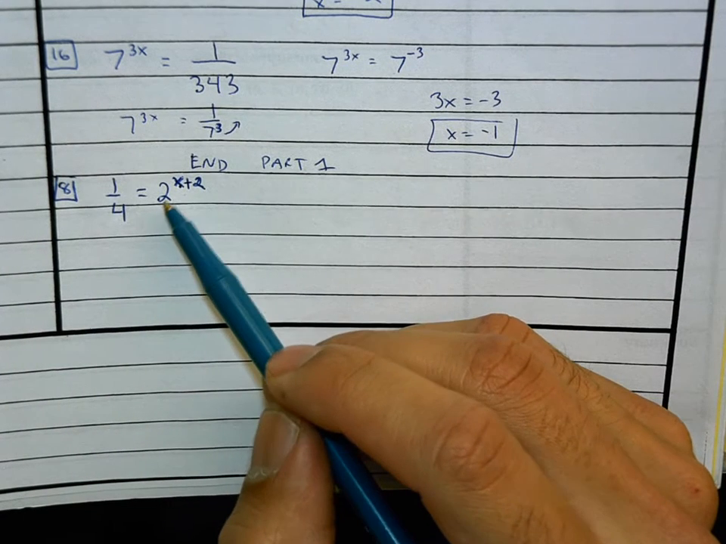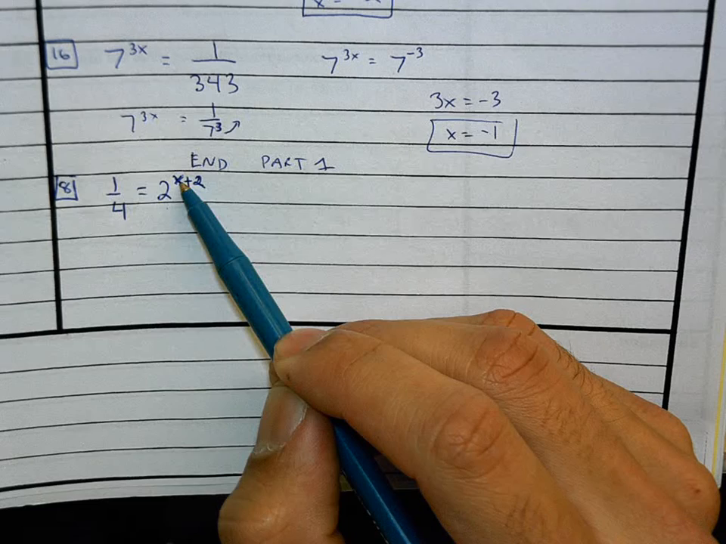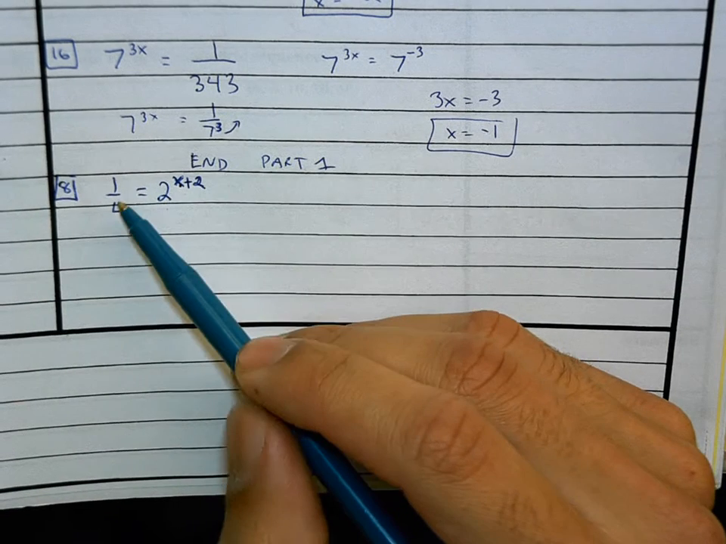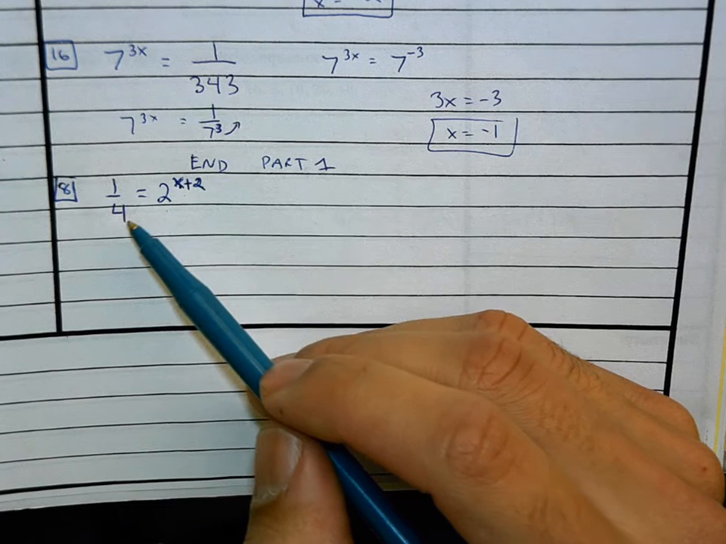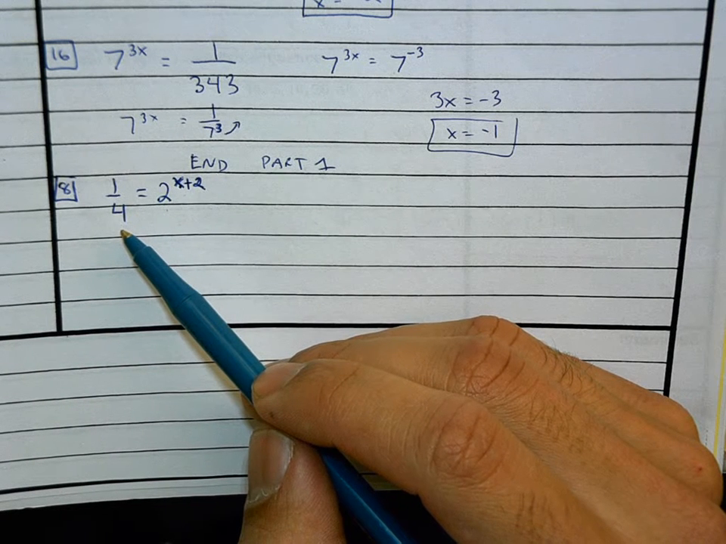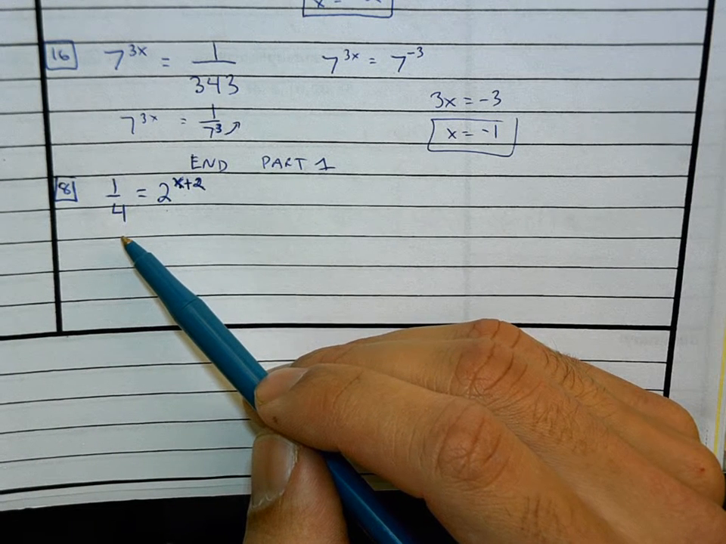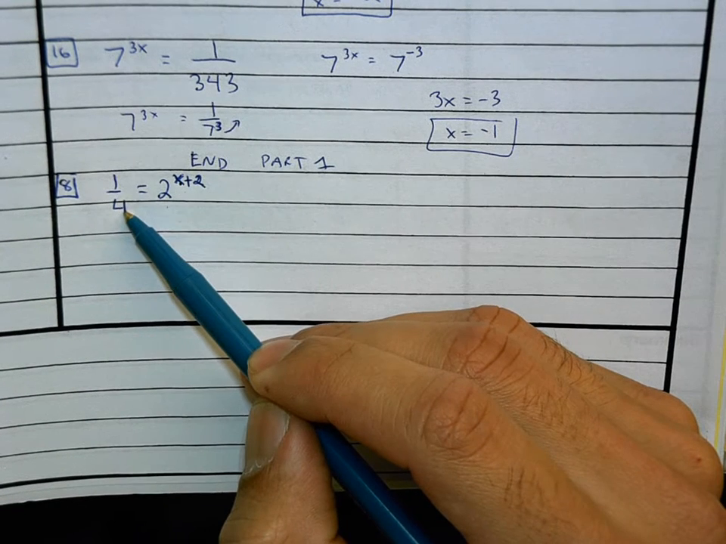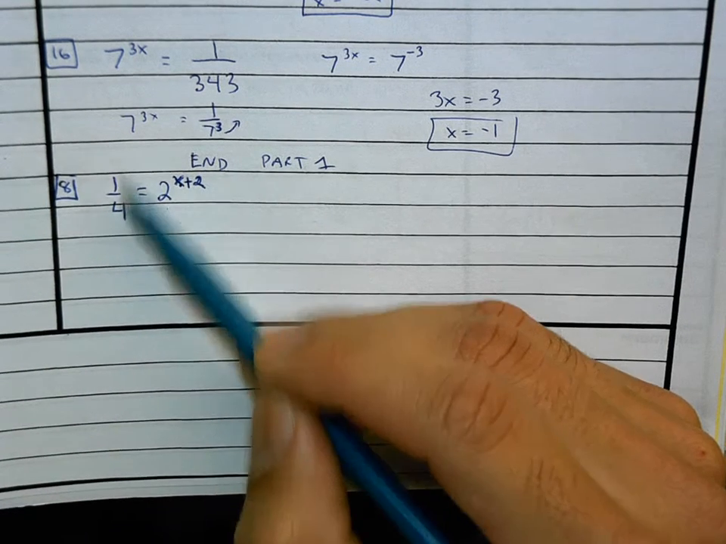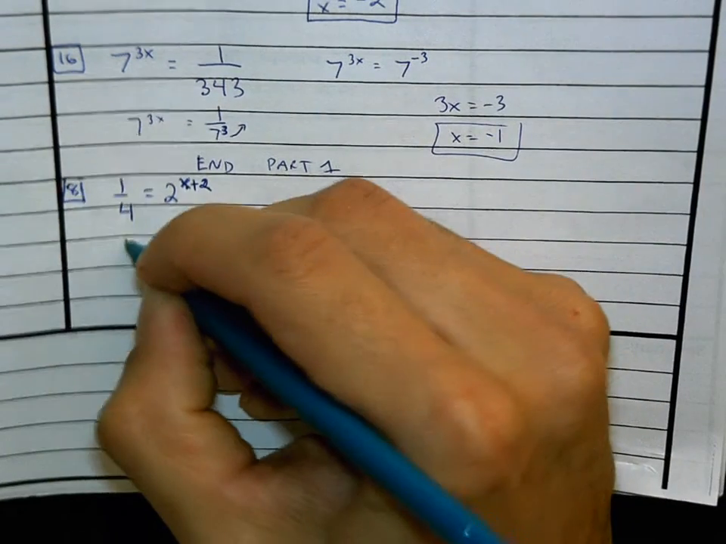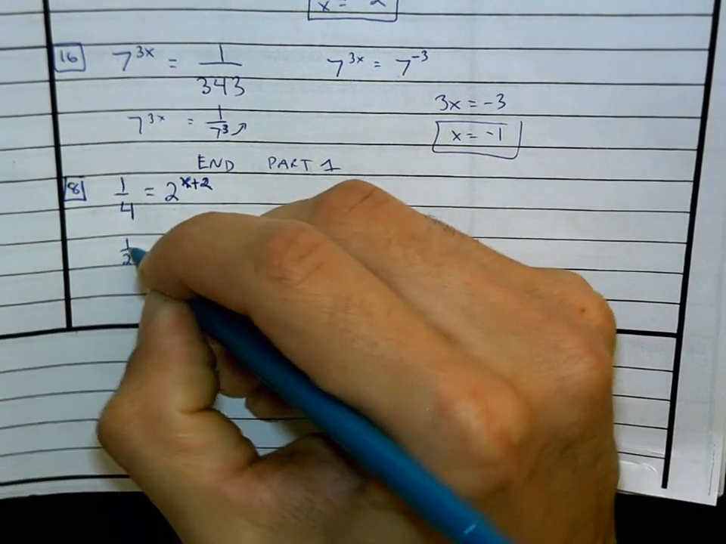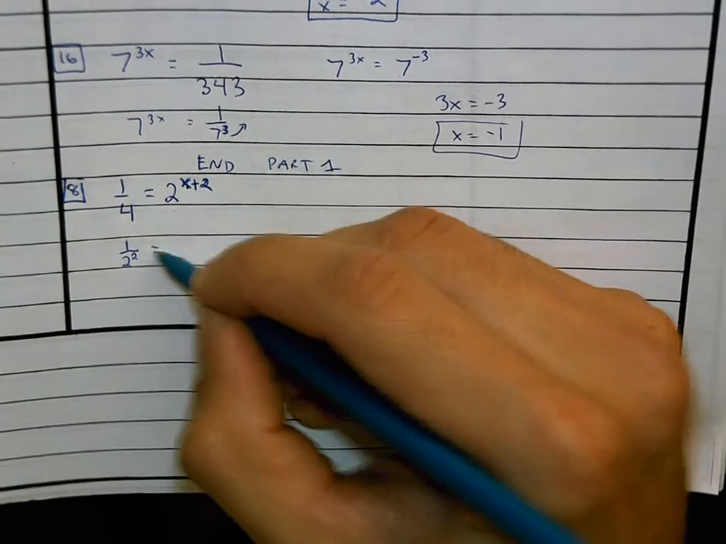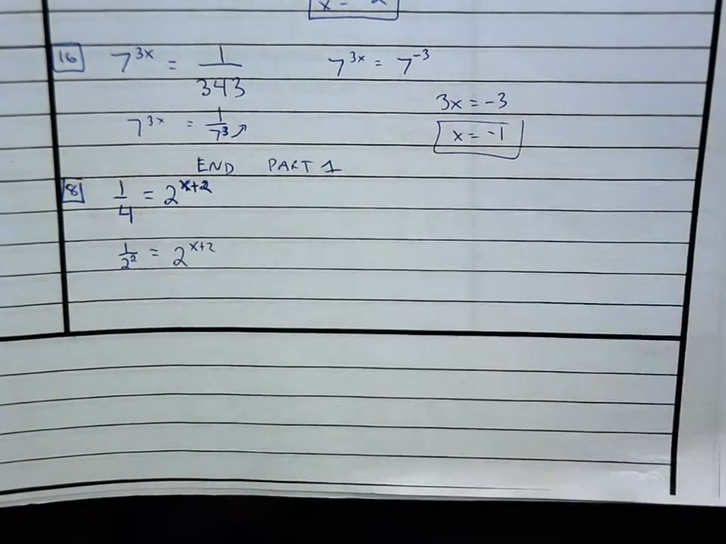So what I want you to do is look at the base of this exponent and see that it's a 2. And then you have to look over on this other side and figure out, how can I get this 1 over 4 into base 2? Well, 4 is the same thing as 2 to what power? I hope you know it's 2 to the second. So 1 over 2 to the second is the same thing as 2 to the x plus 2. Go ahead.